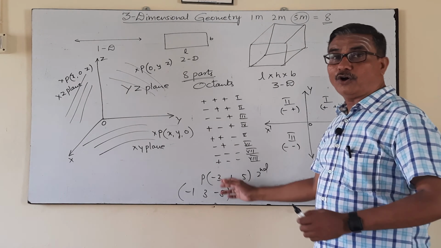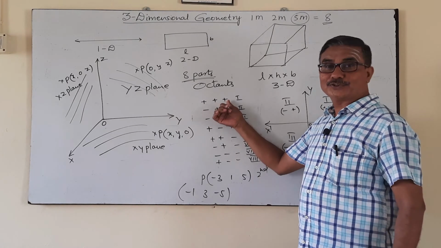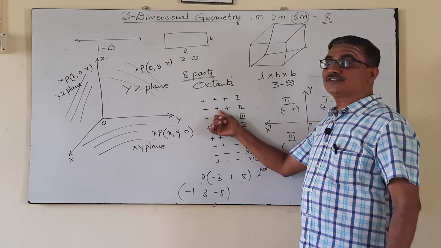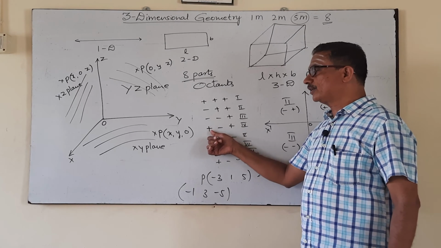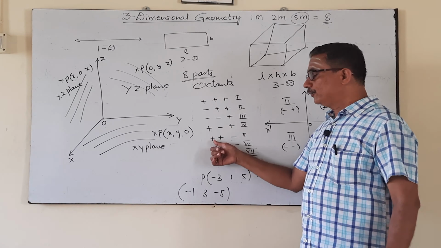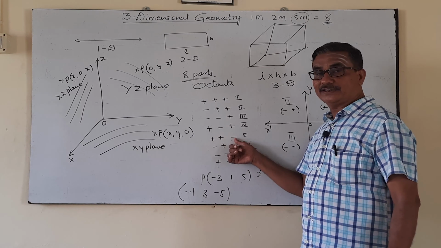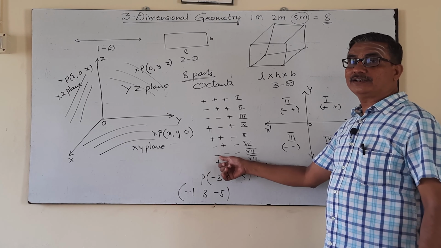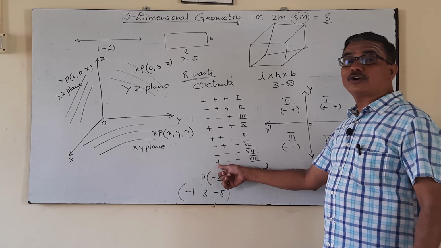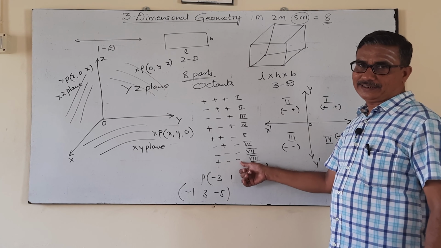Okay students, so remember these three axes are divided into 8 octants. The signs of the octants are: first, positive, positive, positive; second, negative, positive, positive; third octant, negative, negative, positive; fourth octant, positive, negative, positive; fifth octant, positive, positive, negative; sixth octant, negative, positive, negative; seventh octant, all are negative; eighth octant, positive, negative, negative.